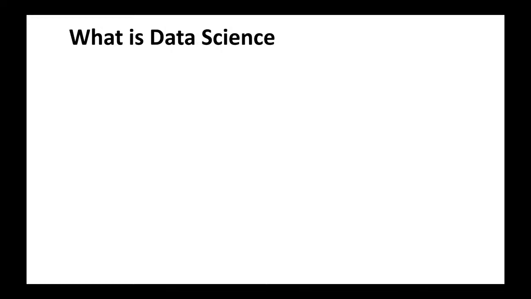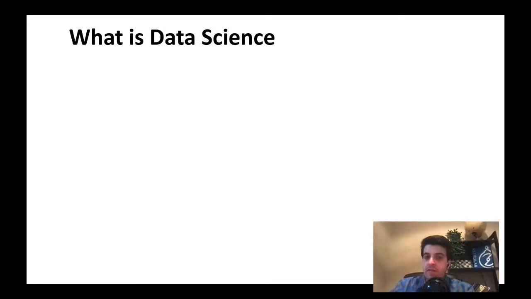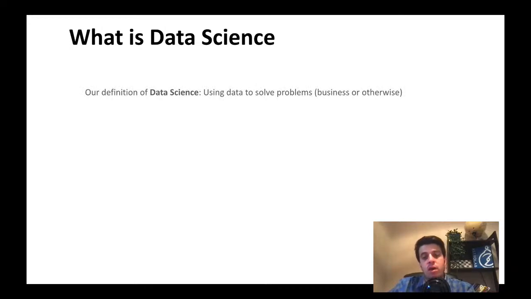One of the things about data science is that there's no set definition. For example, if you go on Wikipedia, it'll say that it is a term that is contested. There's not one definition for it. However, how we like to define data science is that it is using data to solve problems, business or otherwise.